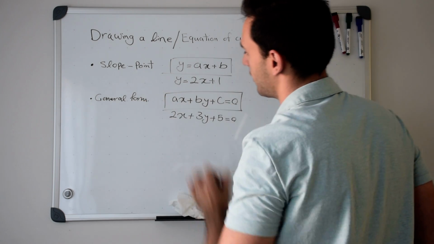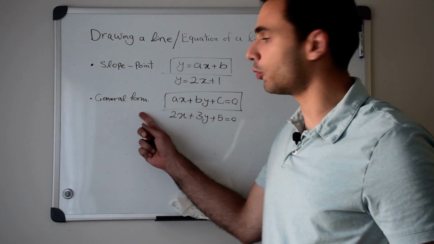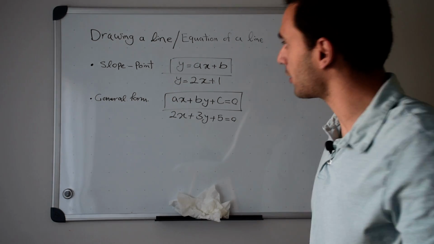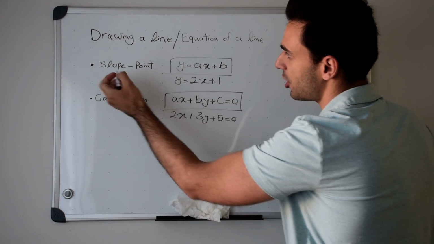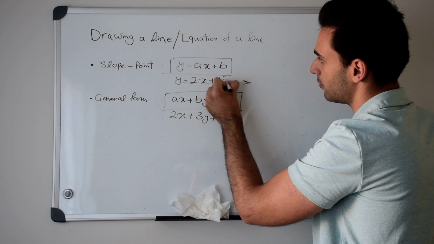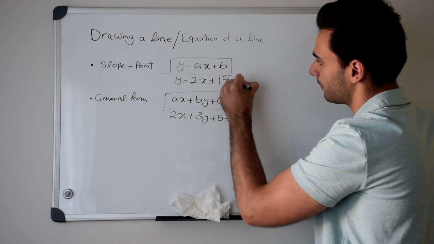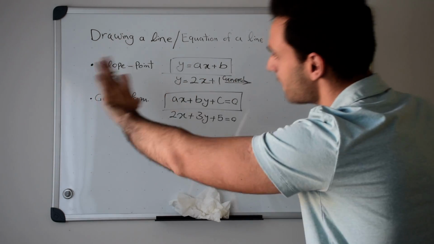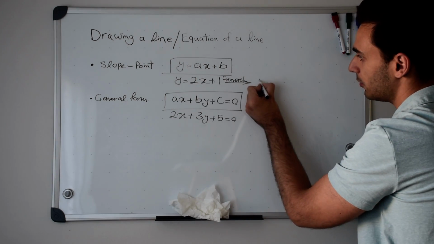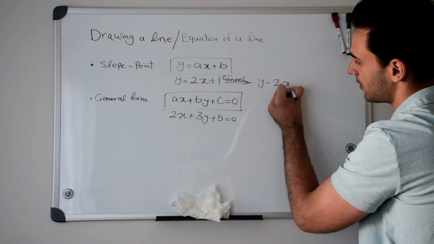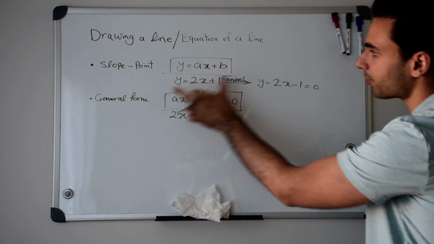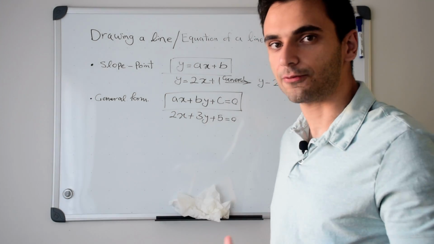They both can show only one line, but because they have different forms, you might get confused. For example, how can I change slope point to general form? I put everything on one side, and on the other side I'll have 0. The way to do it: y minus 2x minus 1 equals 0. So this is a general form. They both represent one line. There is no difference between them.